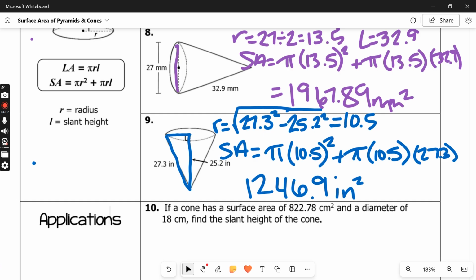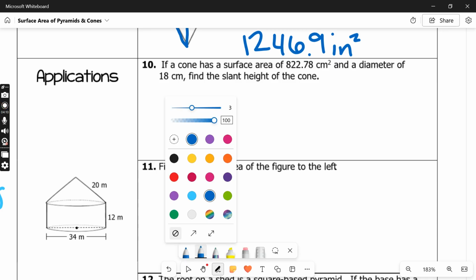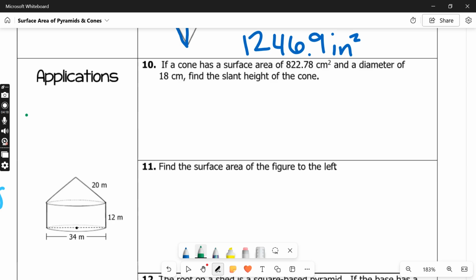Okay, we're going to do a few application problems. It says a cone has a surface area of 822.78 centimeters squared and a diameter of 18 centimeters. Find the slant height of the cone. It gave us the diameter, so first we're going to find the radius by dividing by 2. 18 divided by 2 is 9. Then I'm going to start filling in my formula.